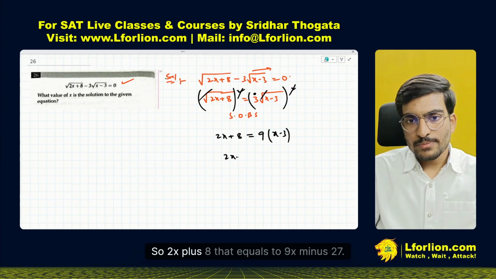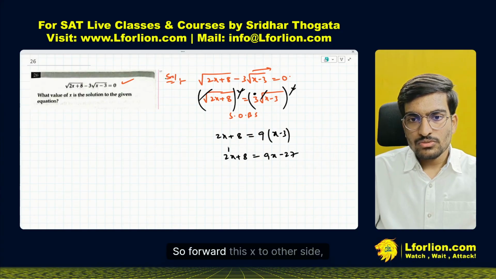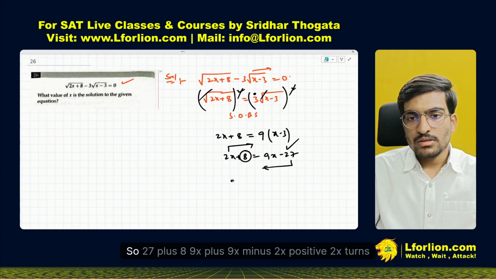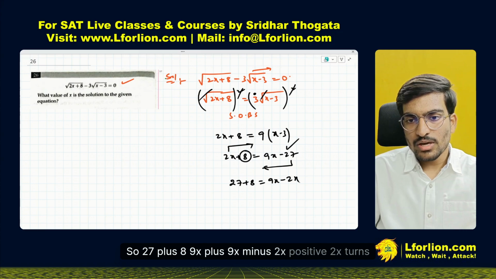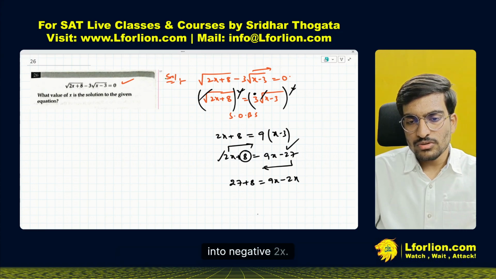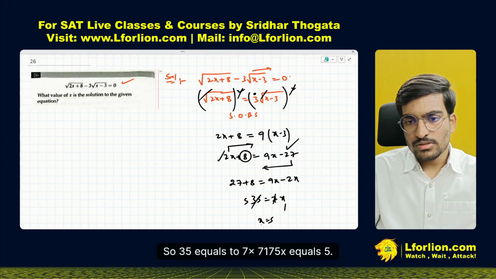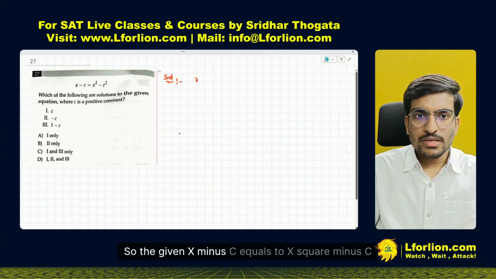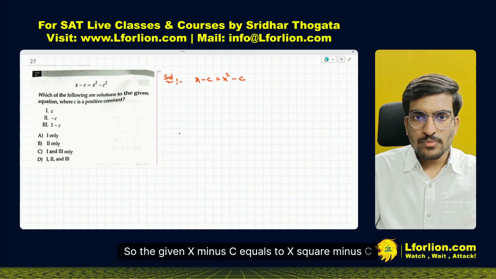So 2x plus 8 equals 9x minus 27. So forward this x to the other side, 27 to the LHS. So negative 27 becomes positive 27, plus 8, and 9x minus 2x, the positive 2x turns into negative 2x. So 35 equals 7x, 7 fives are 35, x equals 5. So here question 27. The given: x minus c equals x square minus c square.